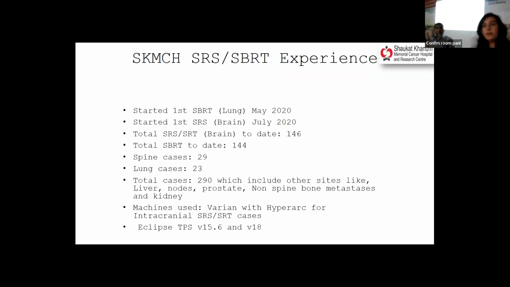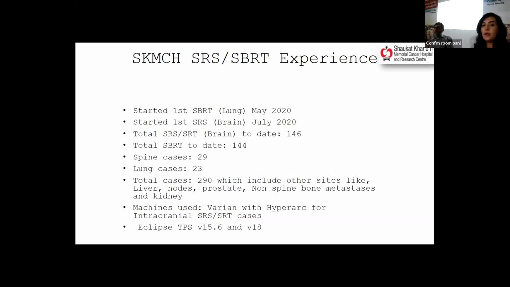So just a little bit about our experience. We're nowhere near you guys, but we started our program with an SBRT in May of 2020, and our first SRS brain in July of 2020. Since then, to date, we have treated a total of 146 SRS or SRT brain cases.